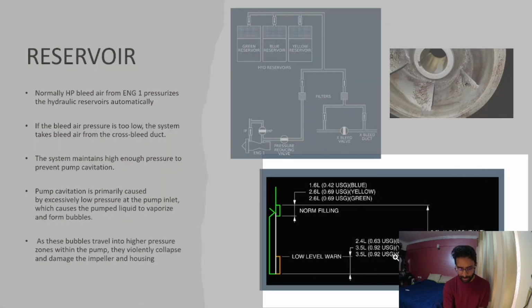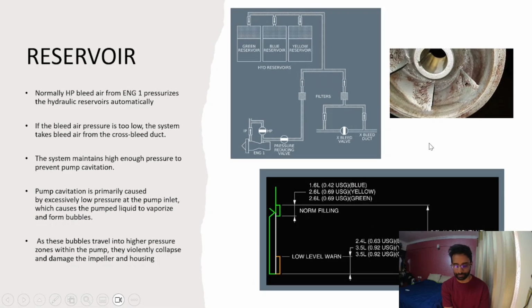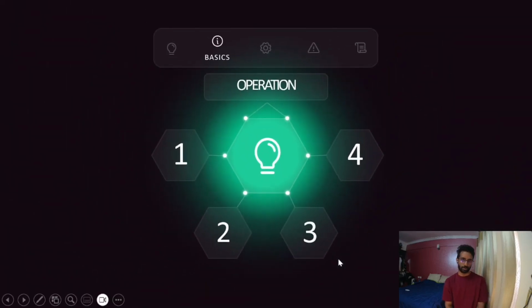So if you remember the reservoir indication, you must have seen it on the system page. This is the low level warning and this is your normal. This arrow needs to be in this green box. As long as it's in the green box, you're good to go. If you want, you can look into the values of how many liters it is, but it's not important for you to memorize. Alright, so these are the components that we looked into.